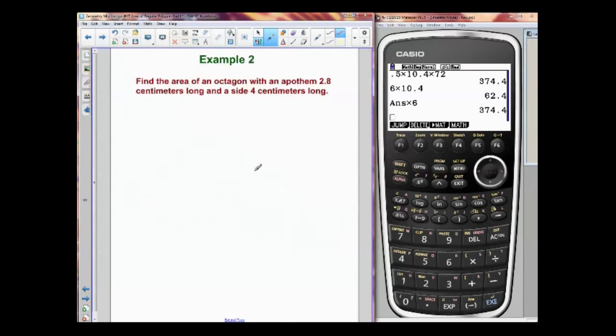Alright, so here we have an octagon. I'm not going to draw the octagon, I'm terrible at it, so I'm just going to come up here and grab an 8-sided figure. And my apothem is 2.8, so it's kind of small. So I'll draw the apothem at 2.8. Here's the center of my octagon. There's my apothem. It's supposed to bisect. I didn't do a very good job at that. And my side is 4. So all these are 4.